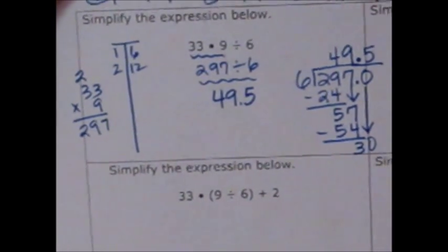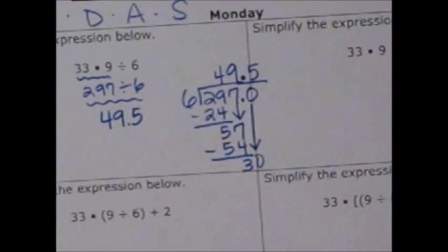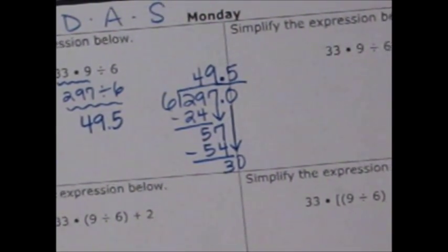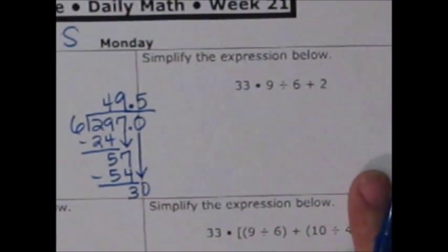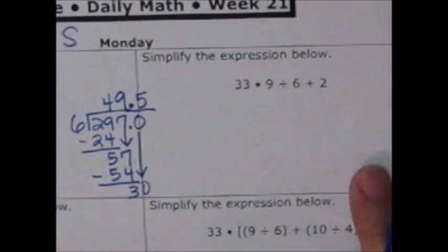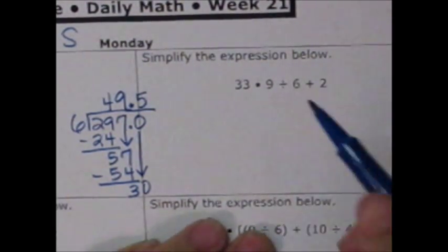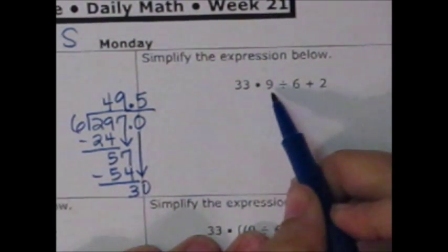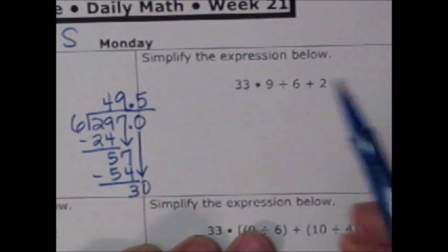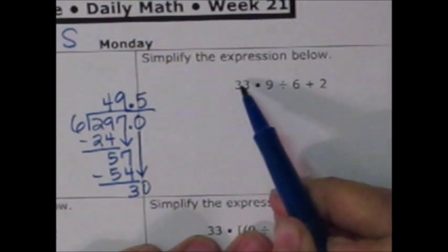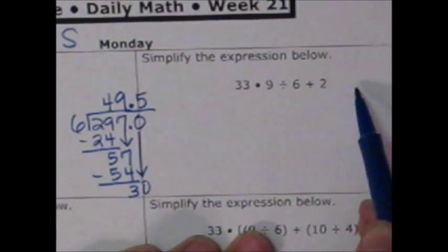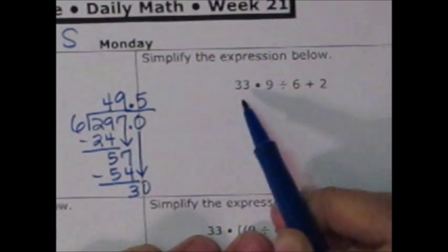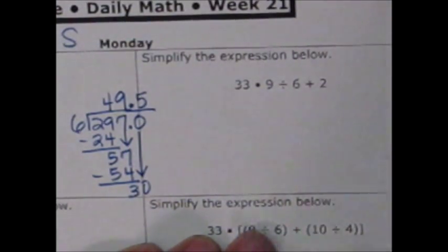Okay. Now let's move on. And today a lot of these calculations that we're doing are very much connected. And if you get that first problem right, it'll help you as you do the rest. So simplify this expression below: 33 times 9 divided by 6 plus 2. Well, going left to right, we don't see any groupings. I do see a multiplication first, so I need to attack that one.